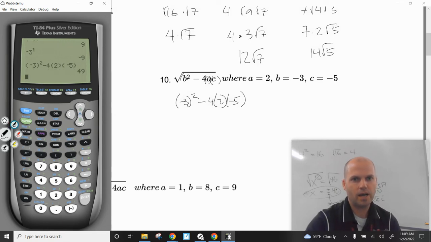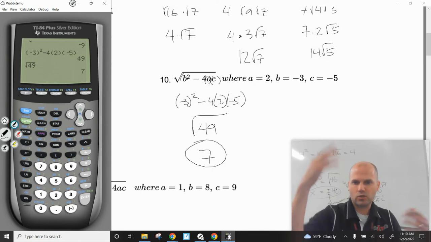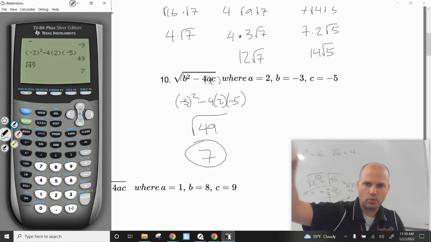And I get 49. This is 49. But the answer is not 49. The answer is the square root of 49. What do we do now? Oh, can I take the square root of 49? Yes, I can. The square root of 49 is just 7. My answer here is just 7. And this would be multiplied or divided by 2a in the quadratic formula.